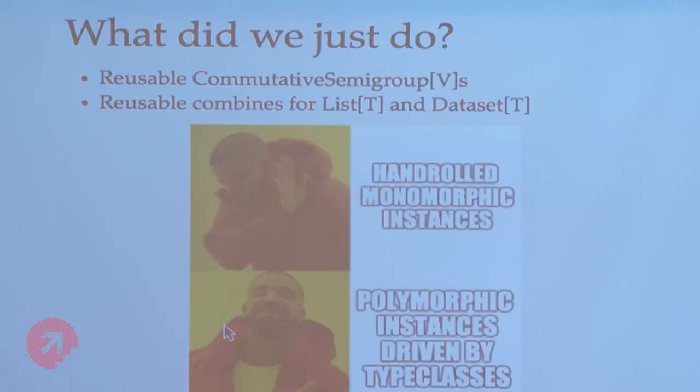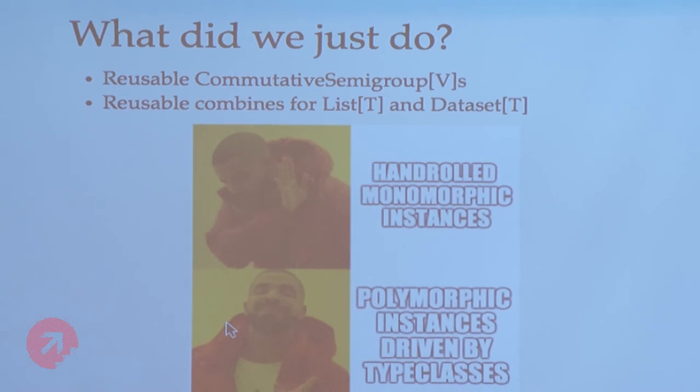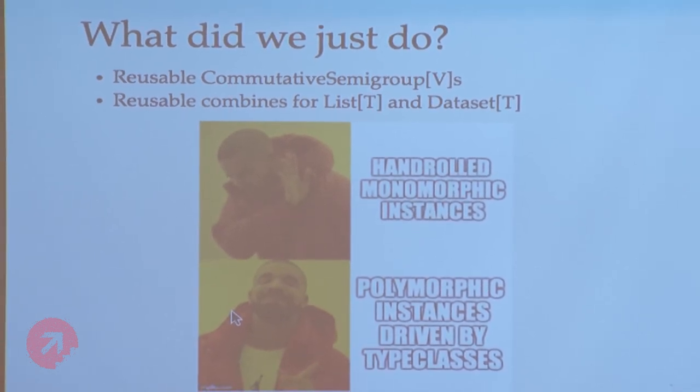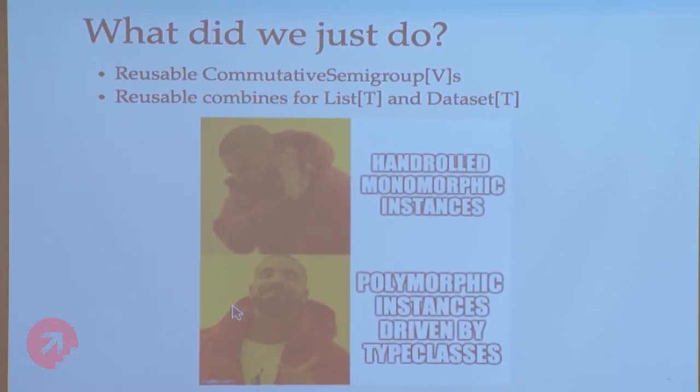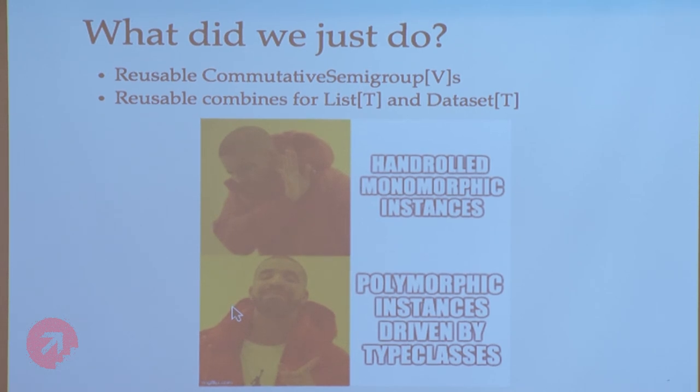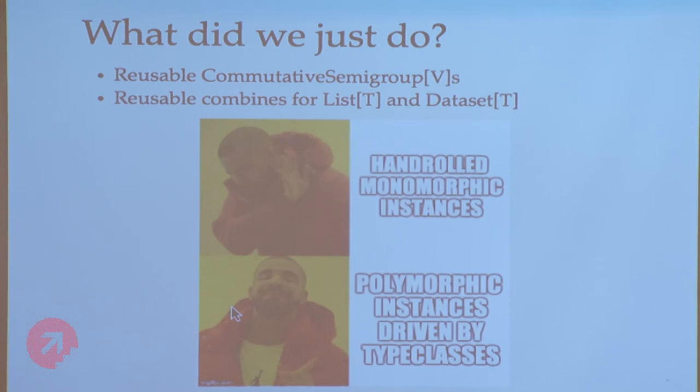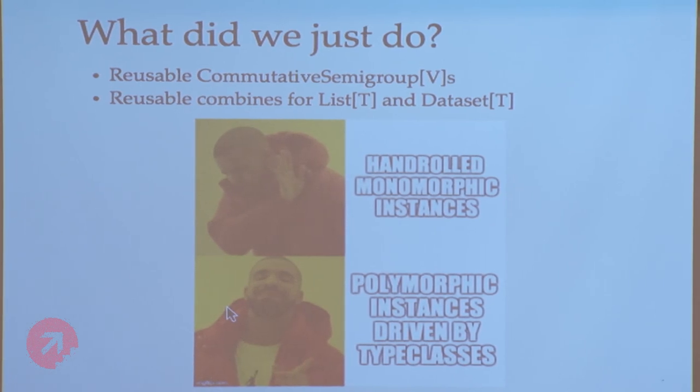So what did we just do? Stepping back, we pulled out commutative semigroups for your type Vs. We provide reusable combines for List[T]s and Dataset[T]s. We have one implementation, it's still per collection because it's very hard to abstract over datasets in a way that is amenable to type functional programming. But we tried and we got pretty far with it.